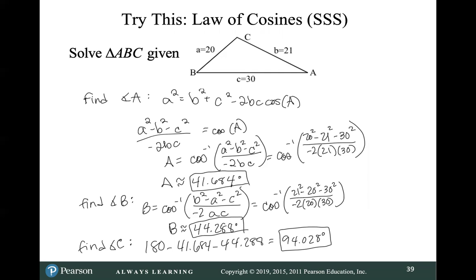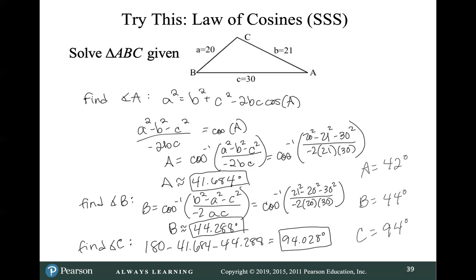For angle B, I did the same thing, but since I had already solved for angle A, I just switched around the variables. Everywhere that there was an A, I put a B, and everywhere that there was a B, I put an A. So angle B, carefully into the calculator, was 44.288 degrees. Angle C, I used the triangle sum theorem to find 94.028 degrees. If you rounded to the nearest degree, that is absolutely okay. You would get that A is 42 degrees, B is 44 degrees, and C is 94 degrees.